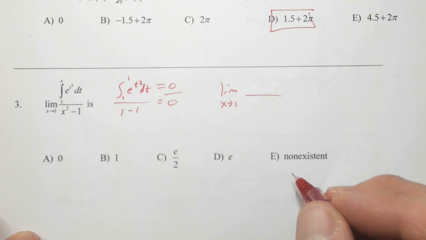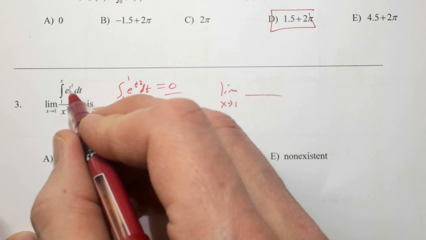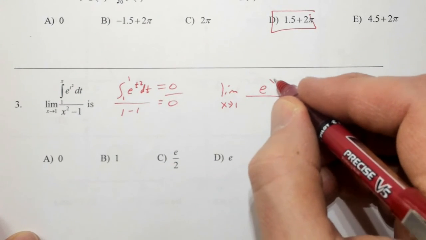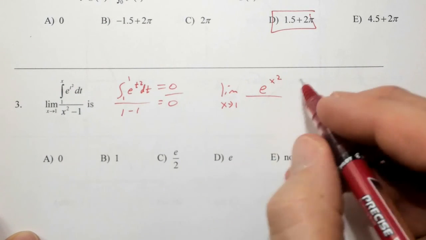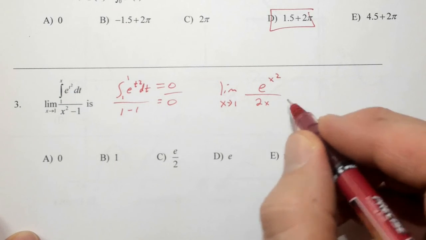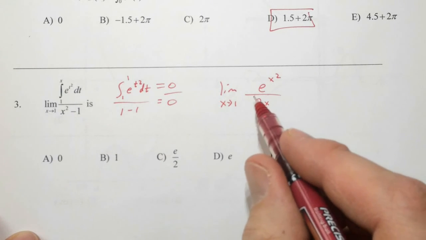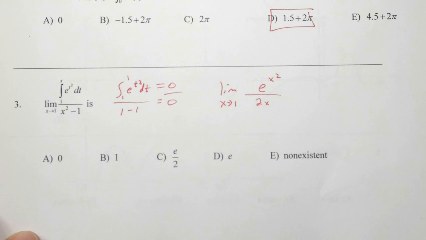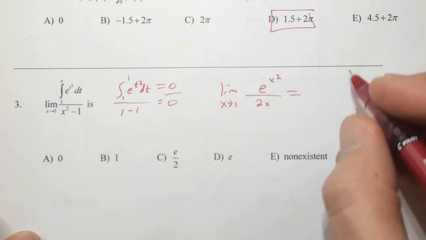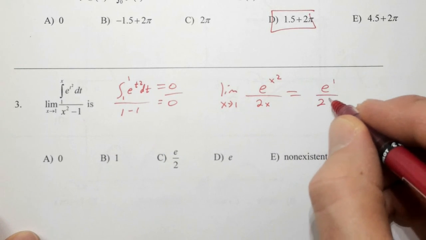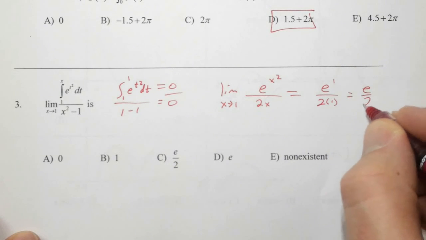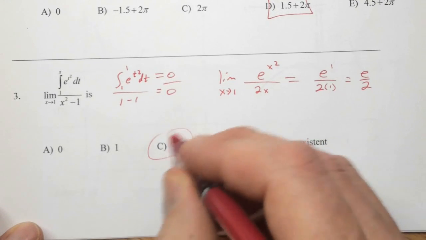These are 2 quick derivatives. Deriving the numerator, we replace t with x, e to the x squared. Deriving the denominator, x squared derives to 2x, 1 derives to 0. L'Hopital's produces this new limit, and now when we plug in 1, we have e to the first power over 2 times 1, or half of e, so our answer is going to be C.